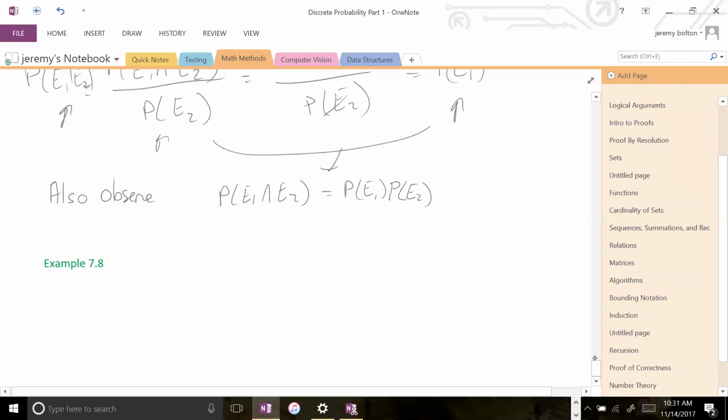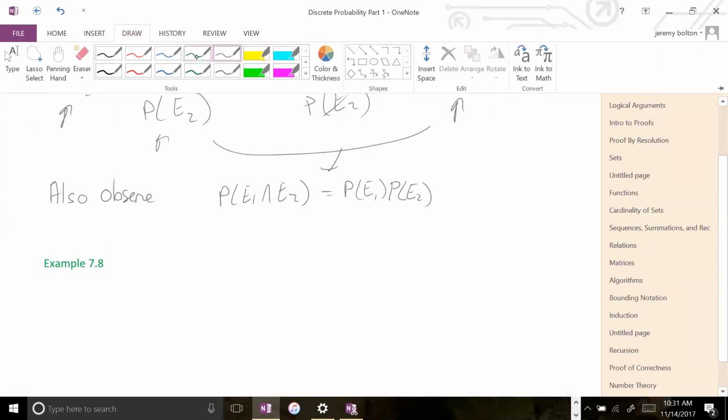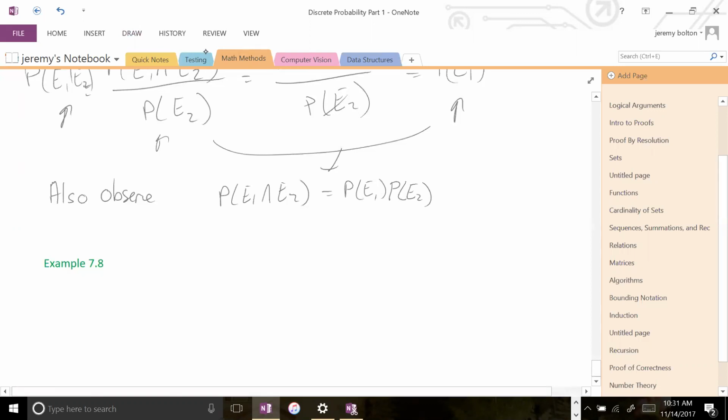All right, let's do an example. In this example, let's say a family has three children. Are the following two events independent? Event one, they have children of both sexes. Event two, they have at most one boy. All right, are these two events independent?